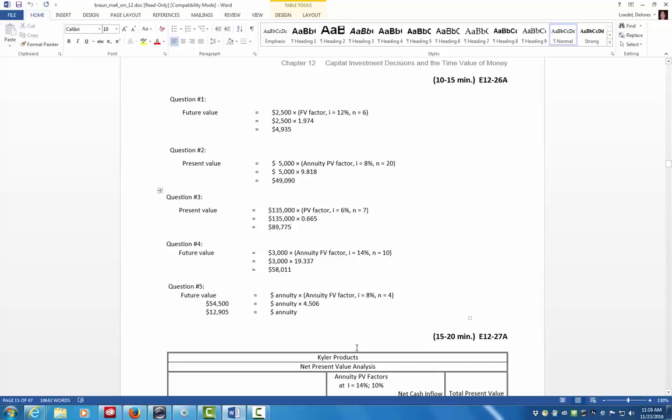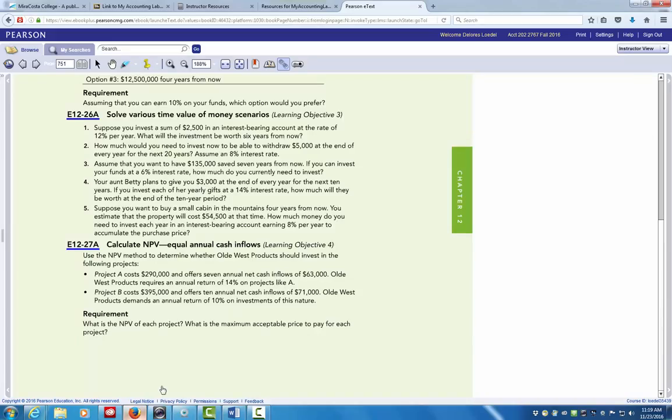Number 4, your Aunt Betty plans to give you $3,000 at the end of every year for the next 10 years. So that's an annuity right off the bat. We're going to invest it at 14%. Well, that's a nice rate of interest. How much will that be worth at the end of that 10-year period? If we're lucky enough to get a 14% rate of interest, we should have quite a bit of money at the end of those 10 years because we'll have a nice return on our investment.